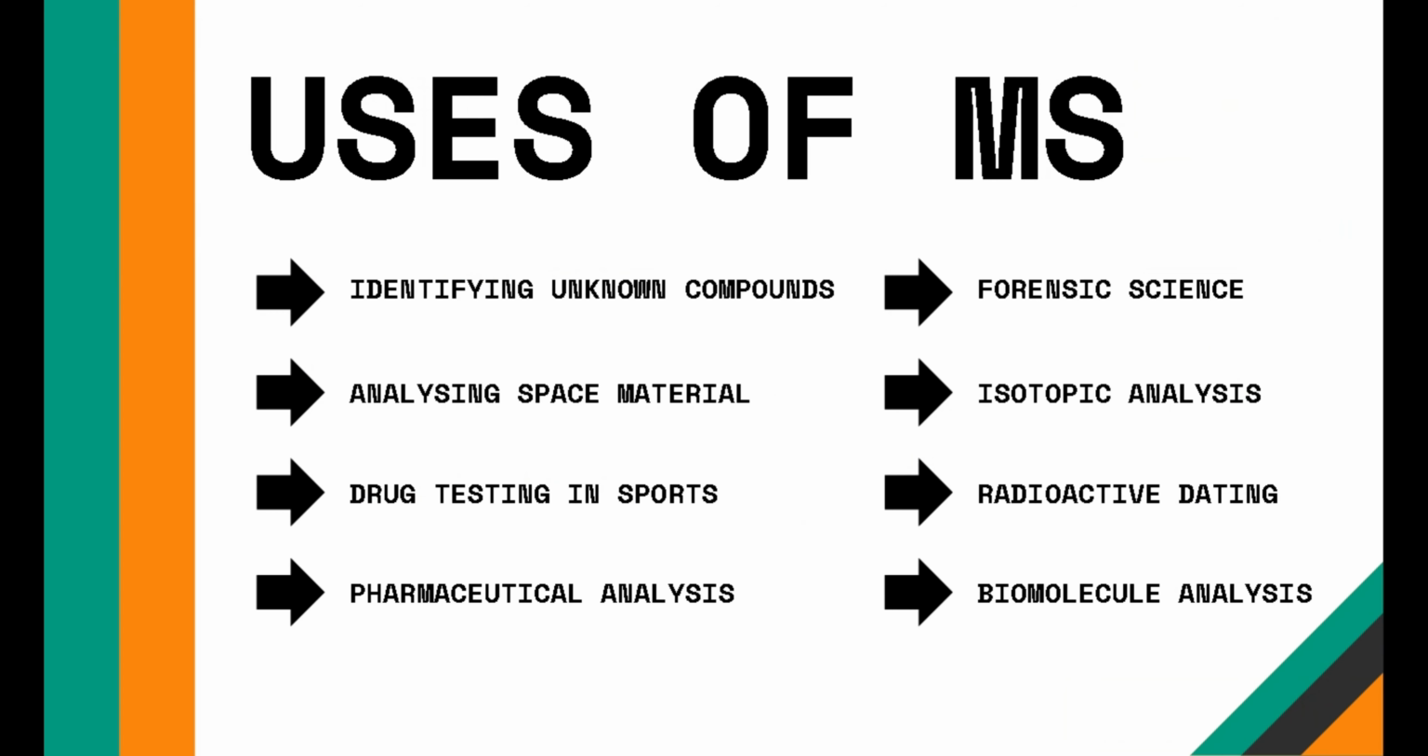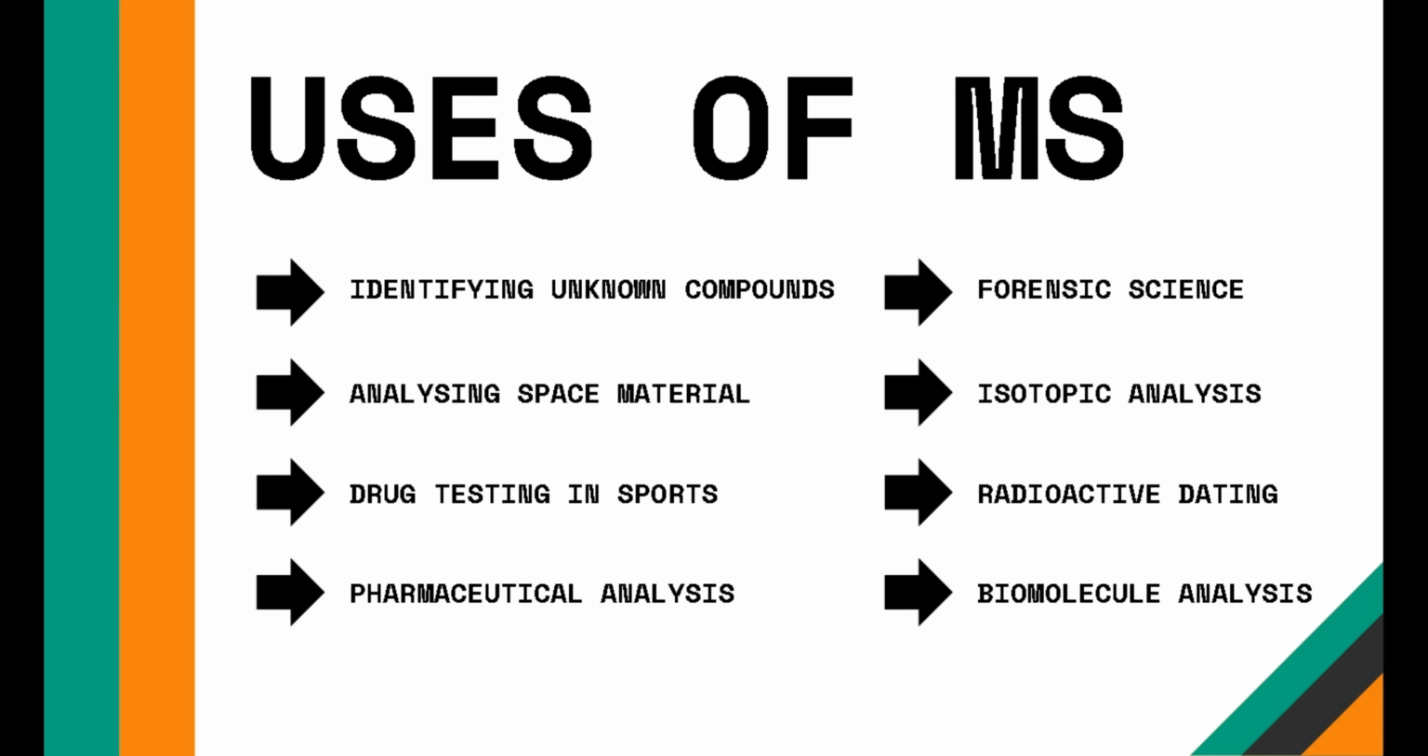Here are some more uses of mass spectrometry. Identifying unknown compounds: MS can determine the exact mass of molecules in a sample, helping identify unknown substances. Forensic science: used to analyze trace evidence like drugs, toxins, or explosive residues in crime investigations. Analyzing space material: MS is critical for studying otherworldly materials such as meteoroids or soil from other planets. Drug testing in sports: MS can detect banned substances in athletes' blood or urine samples with high sensitivity.